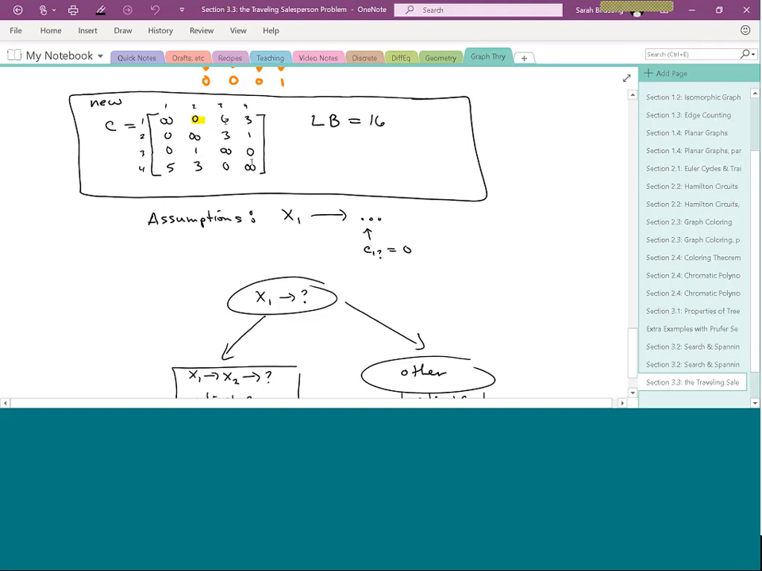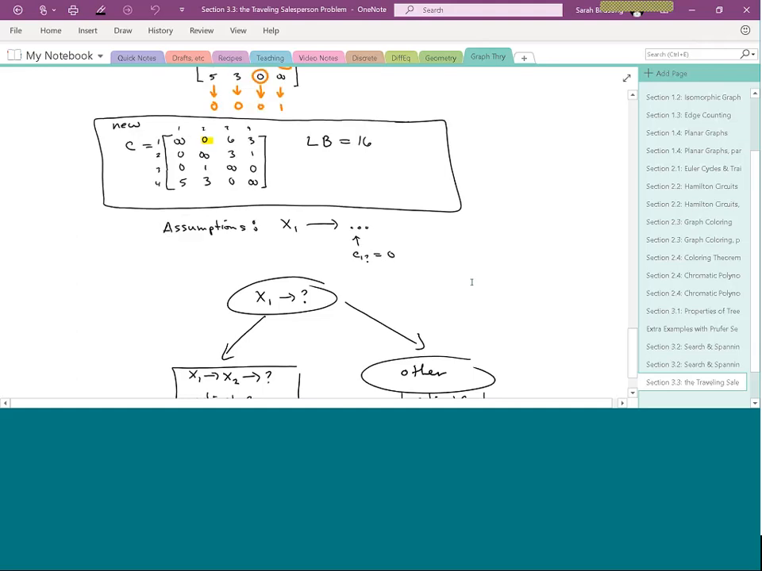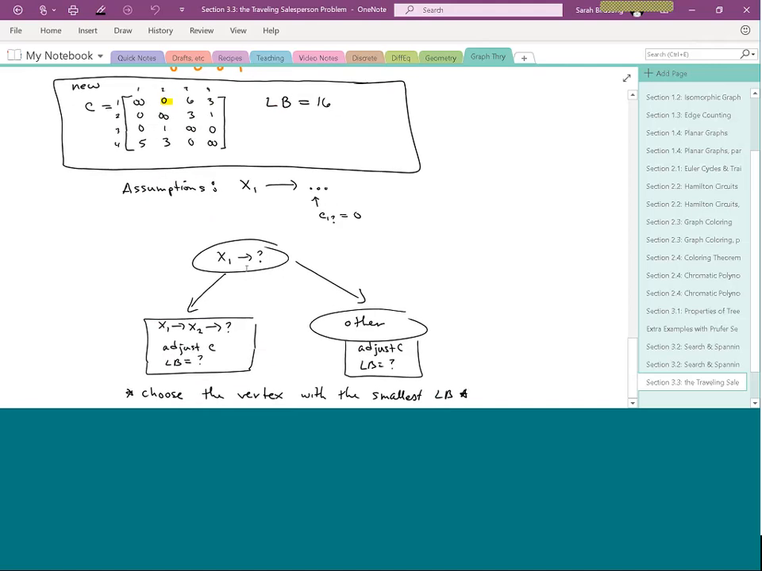In our case, row 1 only has one 0, so that means what we're going to do is actually say that after city 1, we're going to travel to city 2. We're then going to adjust this cost matrix appropriately, so that's going to be the first thing that we do today that's new. We're going to find the new associated lower bound with the adjusted matrix.